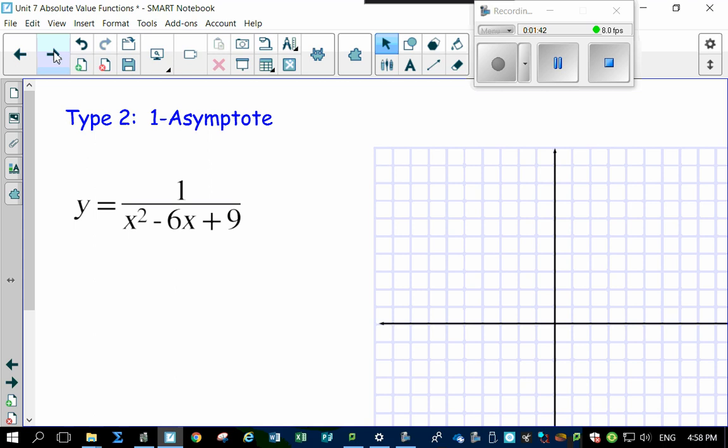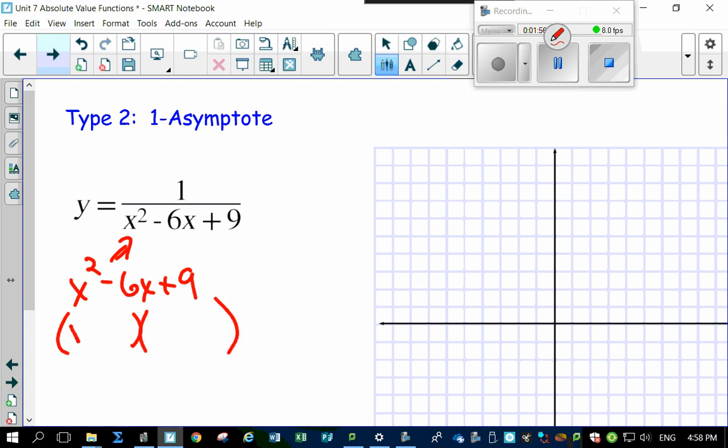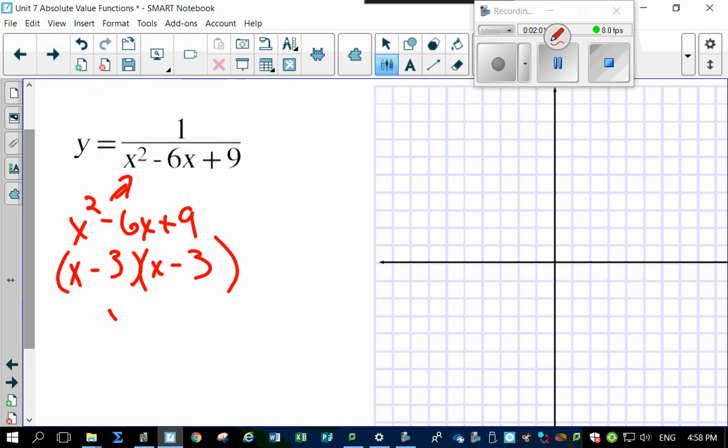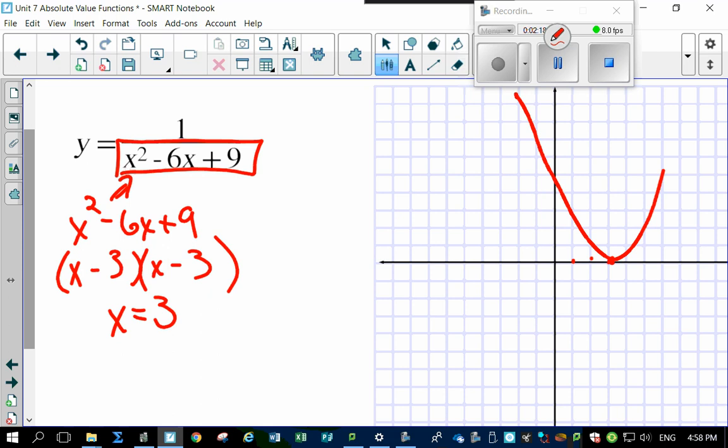Look at this. Now I want to look at this again and say, okay, let's figure out the non-permissible values. The non-permissible values of this, of course, are, well, guess what? You probably recognize this already as a perfect square. X minus 3, x minus 3. So if you think about it, the non-permissible value is going to happen when x equals 3. Well, wait a second. The original graph is going to look like something like this, right? That's what the original graph is going to look like.